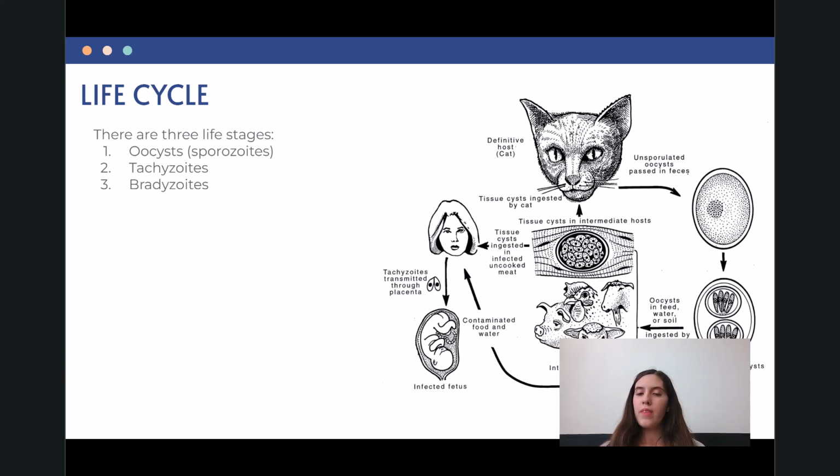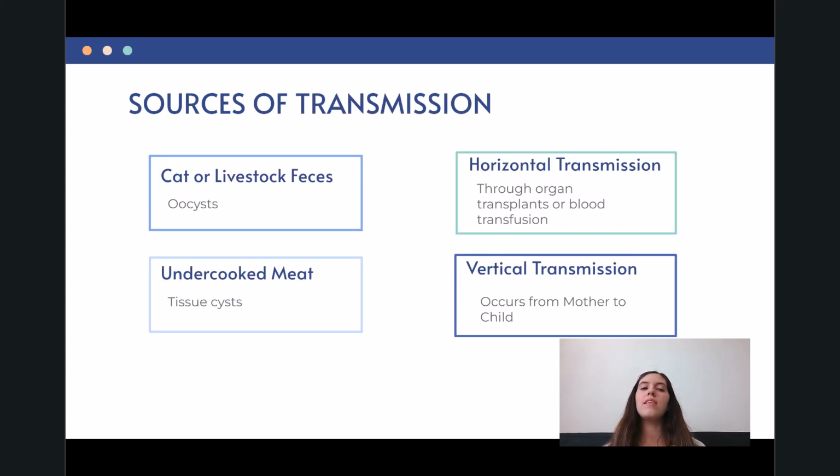So some sources of transmission are cat or livestock feces, and this is the most common one. So what happens is that the cat secretes oocysts, and then through the oocyst, transmission occurs. And oocysts just are the result of the first life stage in the life cycle, which is sporocyst. And the transmission can happen through either cleaning out a cat's litter box, or even contamination of food, water, or utensils used in consumption.